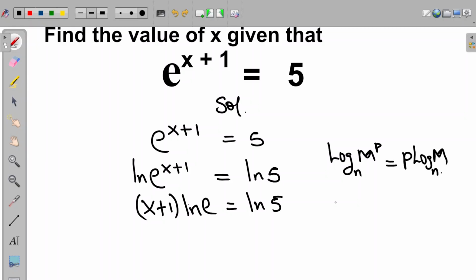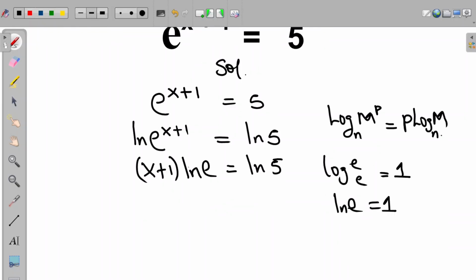Now note that ln and e are inverse functions. That means it's just as if you were writing log e to base e, which is equal to 1. Thus, ln e is equal to 1. Thus, our equation now becomes x plus 1 is equal to ln 5. So x is equal to ln 5 minus 1.